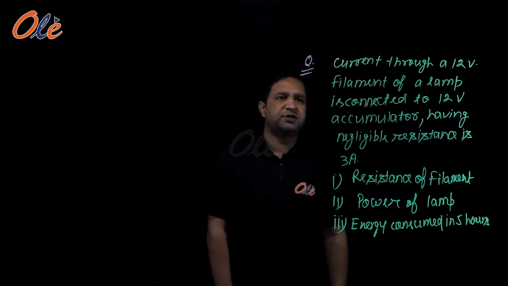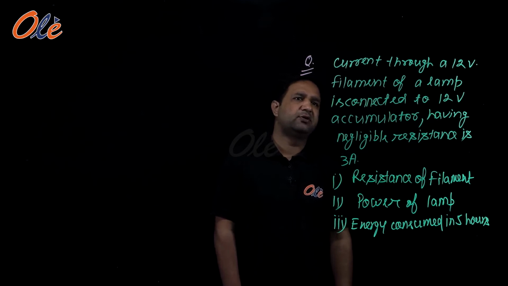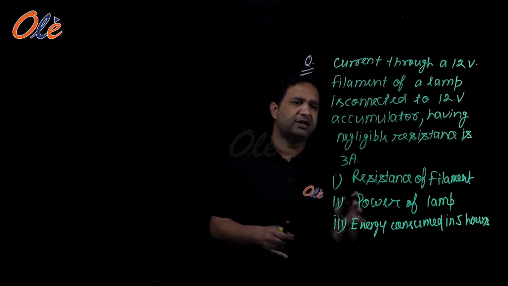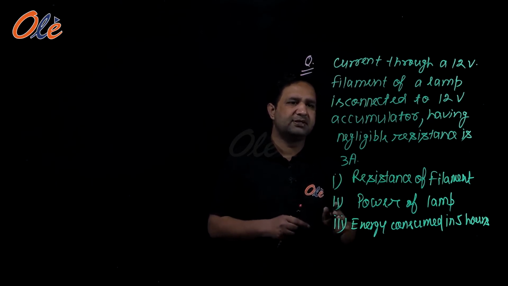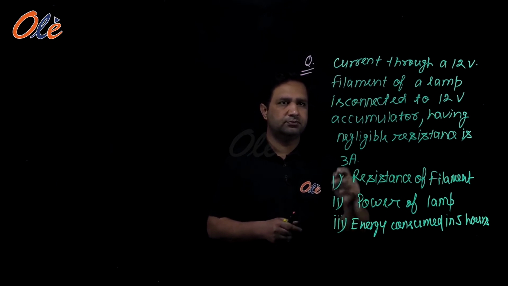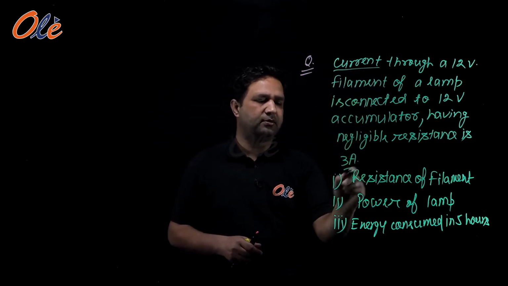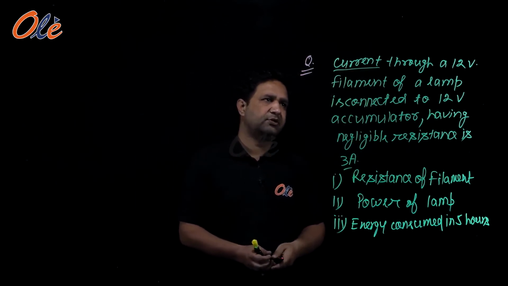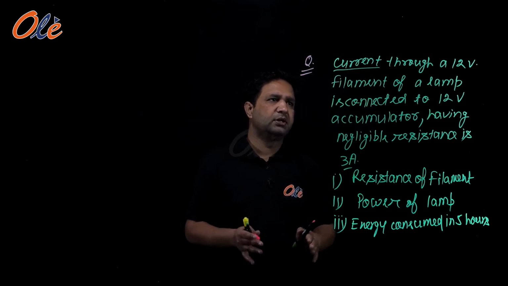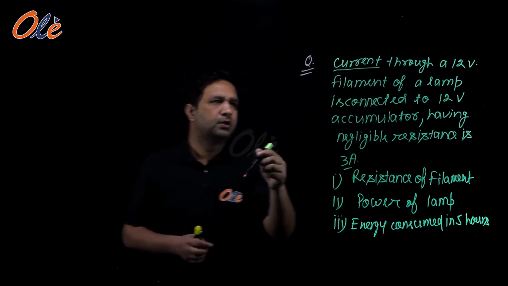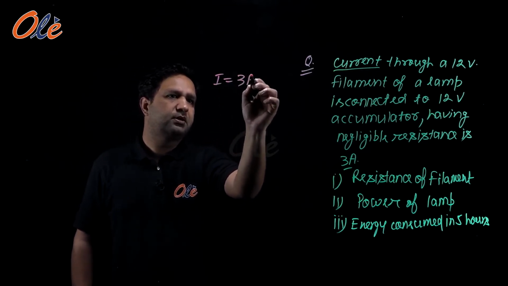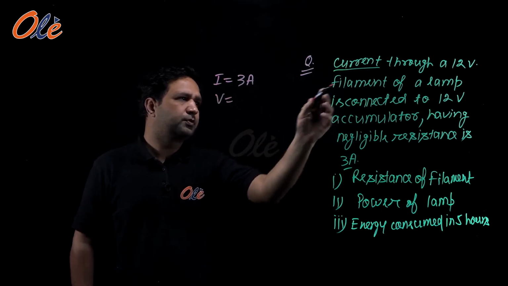Okay, so you got the question. It says that the current through a 12-volt filament of a lamp connected to a 12-volt accumulator having negligible resistance is 3 ampere. And you have to calculate the resistance of the filament. So here I is given to you. I is equal to 3 ampere. V is equal to 12 volt.